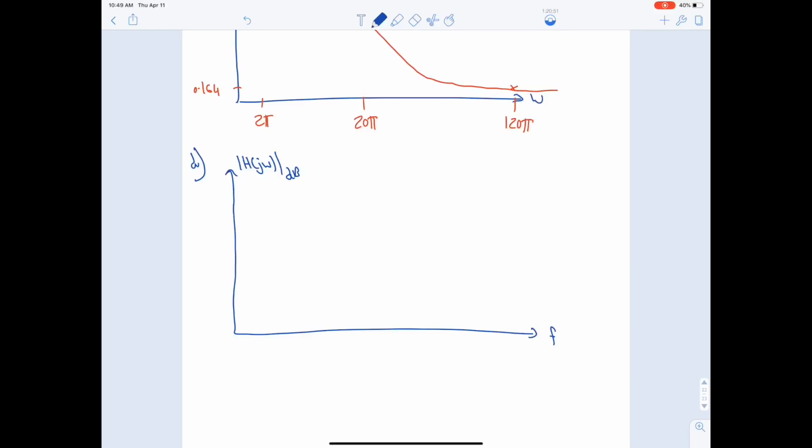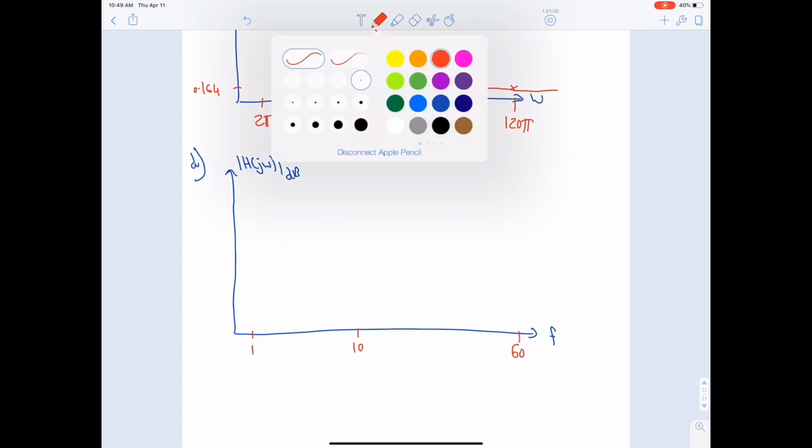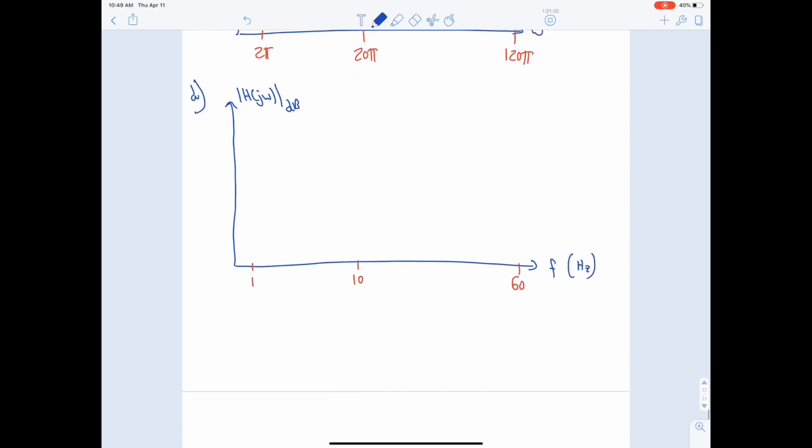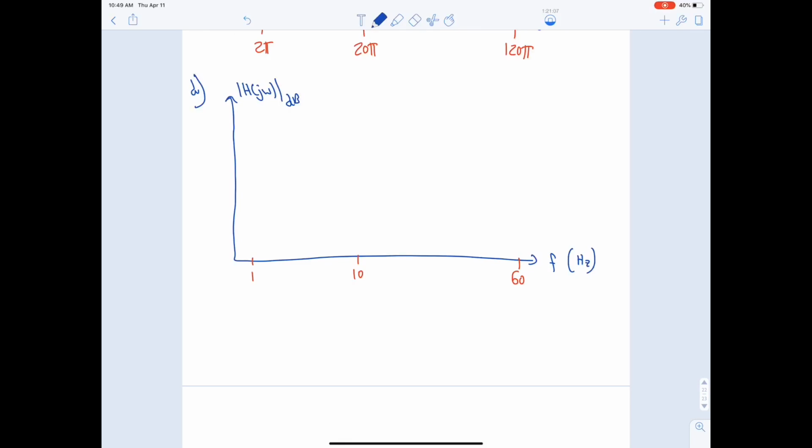Okay, how many frequencies do we have? We have 3 frequencies. The first one was 1, then 10, then 60, okay? Let's write here hertz. When F was 1, what was the magnitude in dB? How do we calculate the magnitude in dB? Now the magnitude is what? The voltage gain, right? It was V output over V input. Okay, how do we find the voltage gain in decibels? It was 20 log the actual voltage gain.